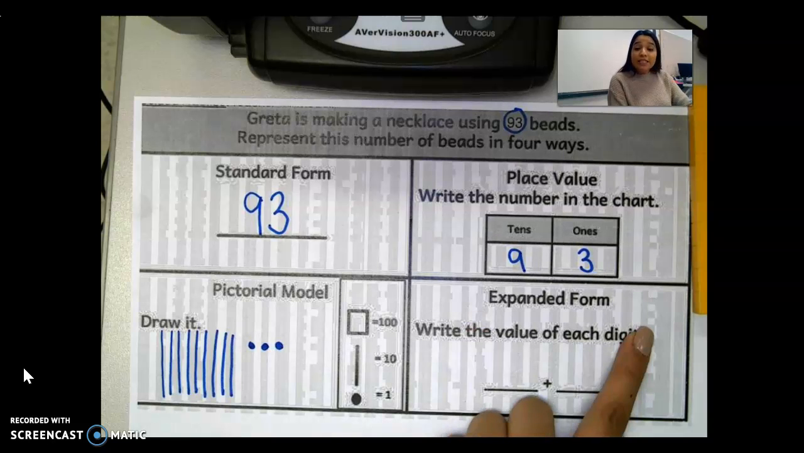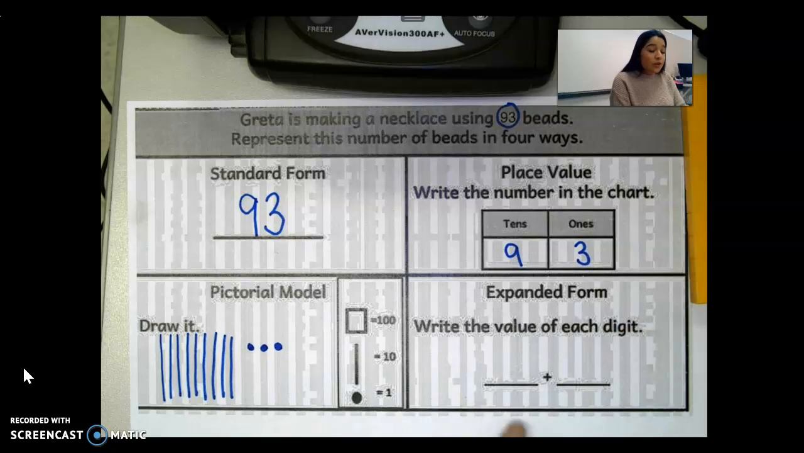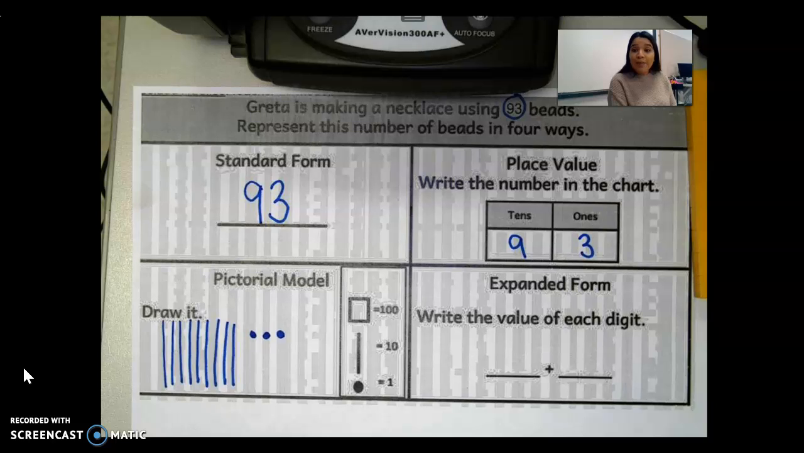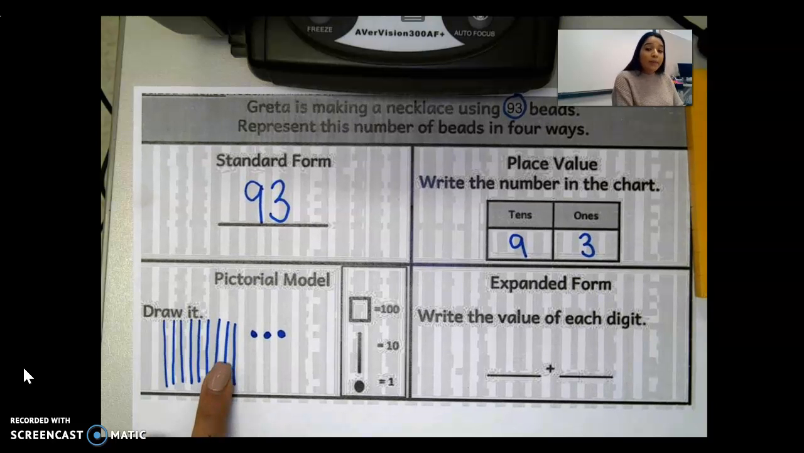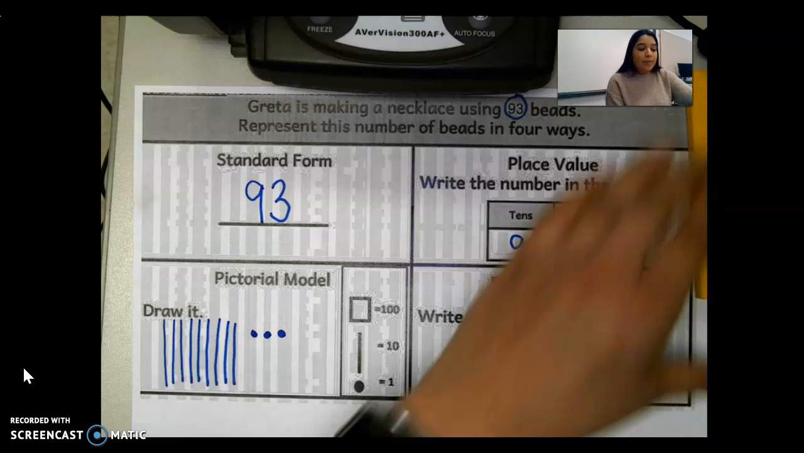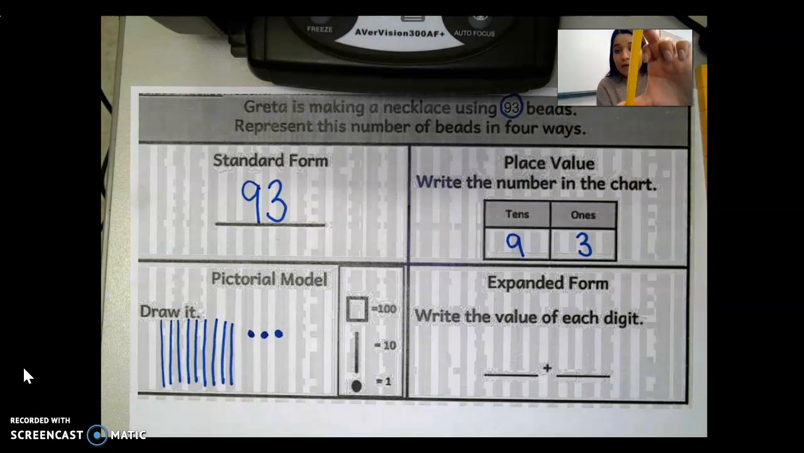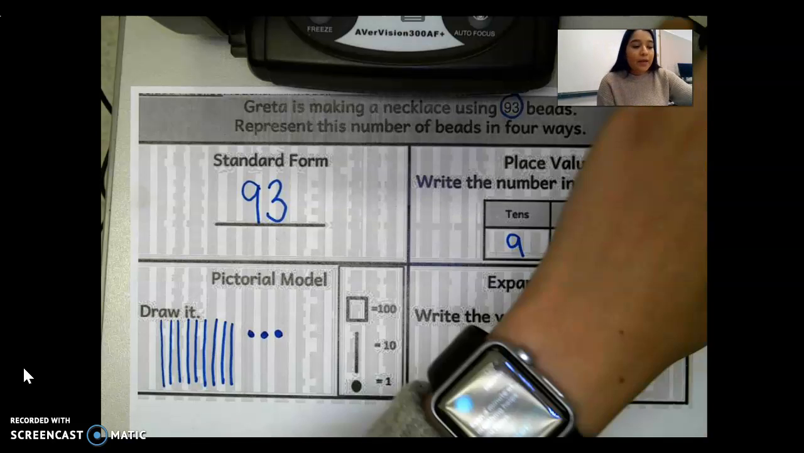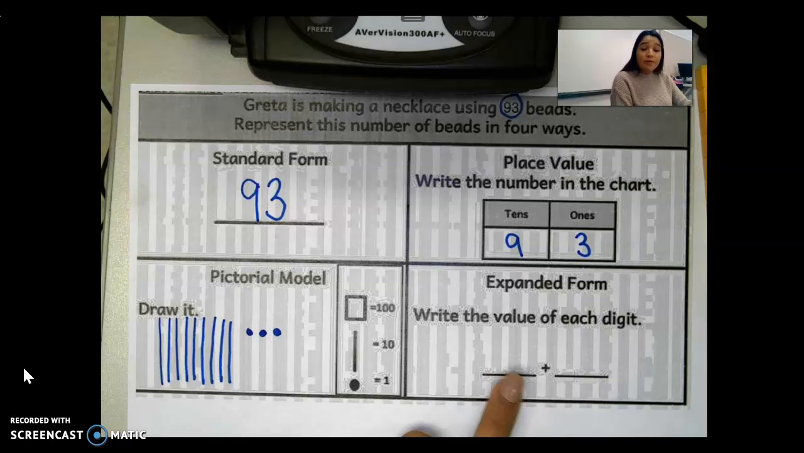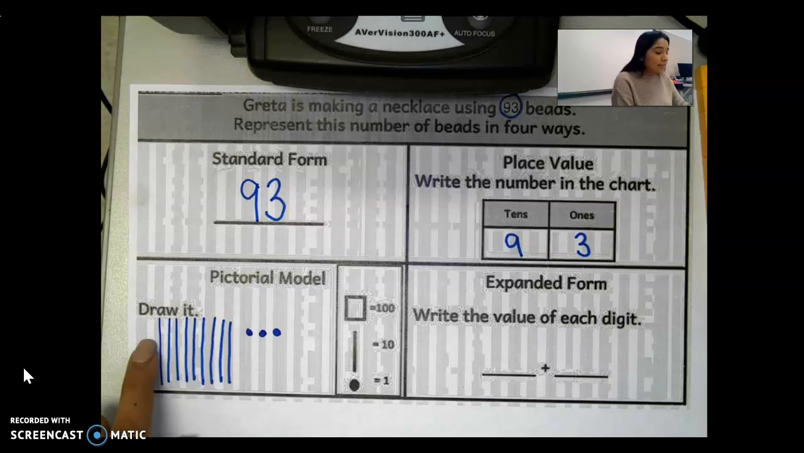Let's go ahead and look at our expanded form. It's going to help if we can count by tens, because these 10 longs equal 10. Each of these 10 longs has 10 little cubes in it. They have 10 ones in them. So if we can count by tens, we can see the first number that's going to go in our expanded form. So let's count by tens.